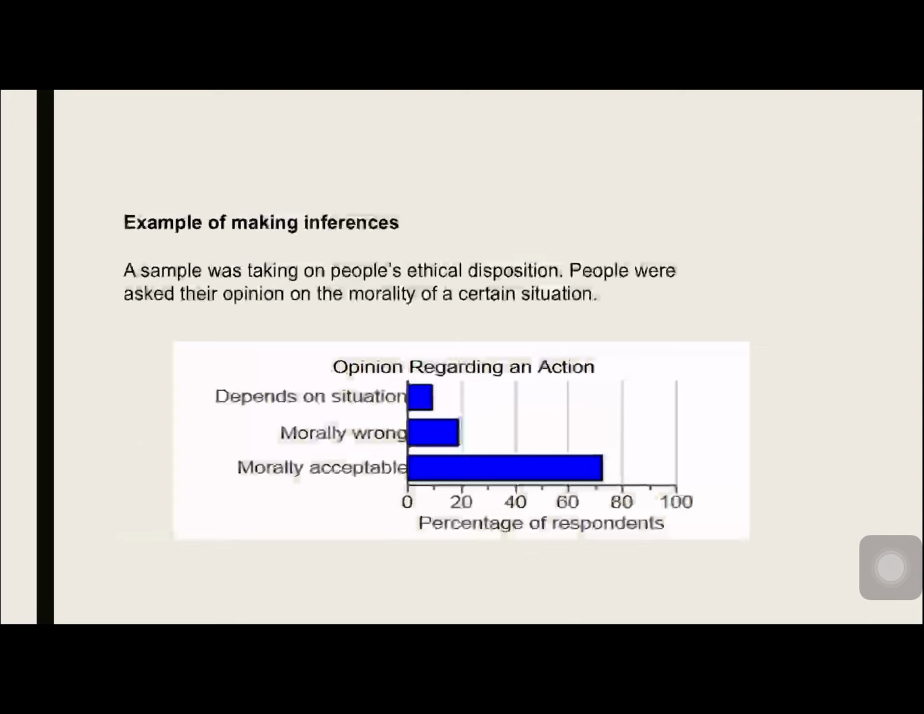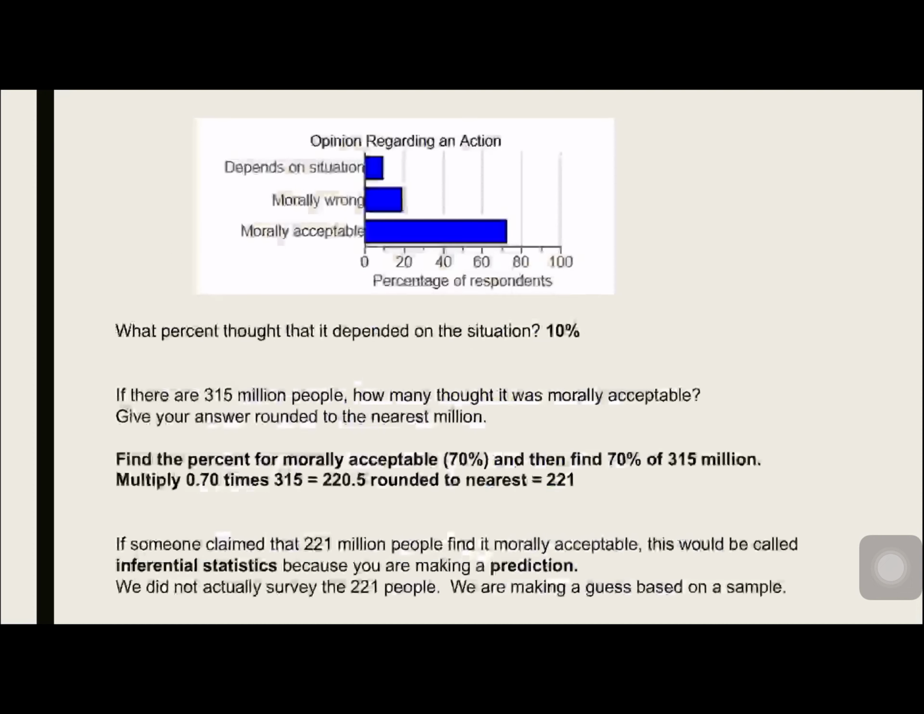Example of making inferences. An inference is to understand what the graph is about. A sample on taking people's ethical disposition. People were asked their opinion on the morality of a certain situation. Okay, so people were asked and there were 3 answers: it depended, it was wrong, or it was acceptable. A situation was given and people were asked if it was okay or not okay. What percent thought that it depended on the situation? So let's see how big that bar is for depends, 10%.